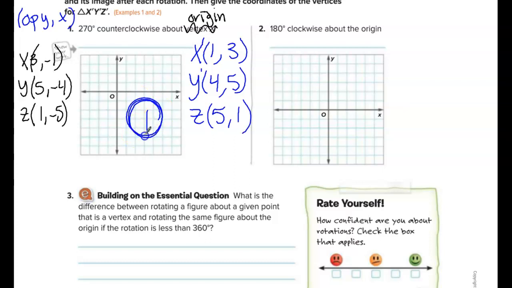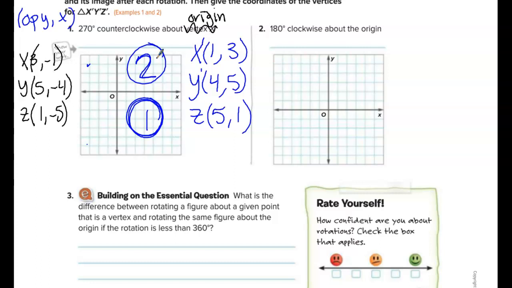This is where your first image should have been. Your second image would then end up here, right? Yeah. Because you rotate it counterclockwise, this would be 90 degrees, this would be 180, this would be 270. So you can kind of use that to check as well, that you at least have your shape in the right quadrant.